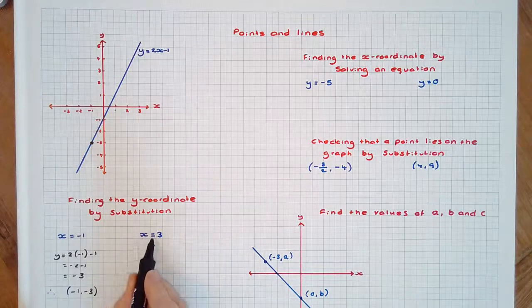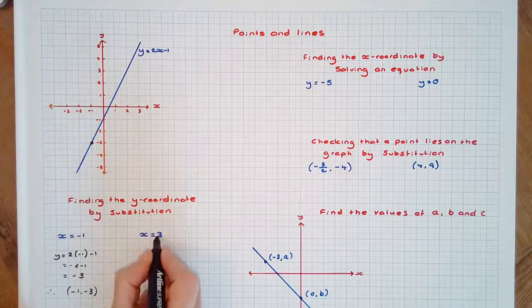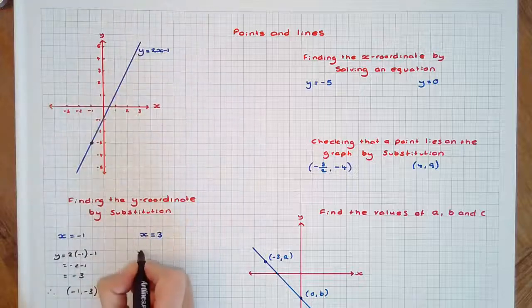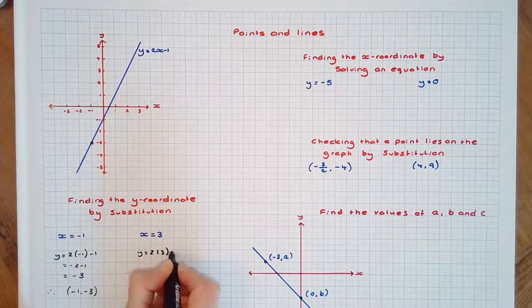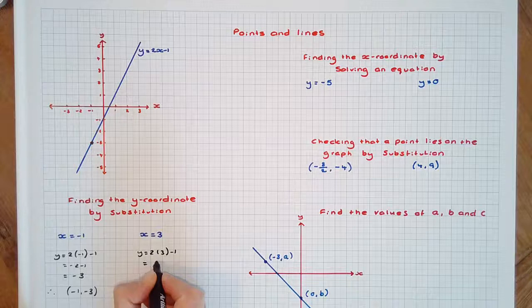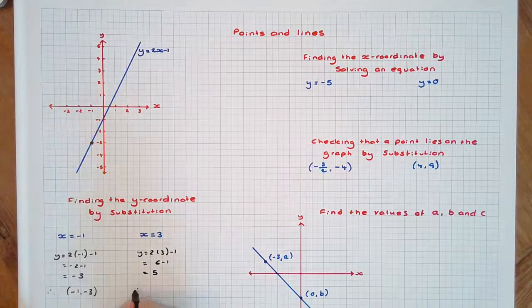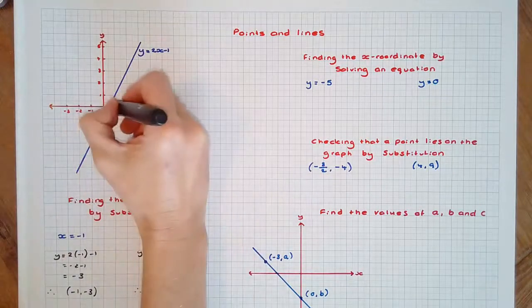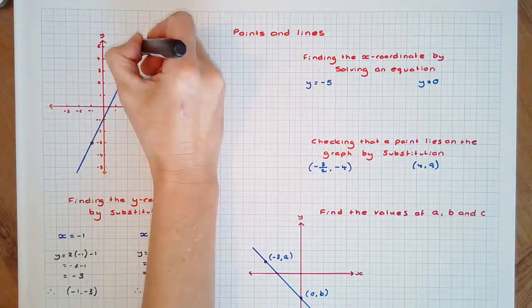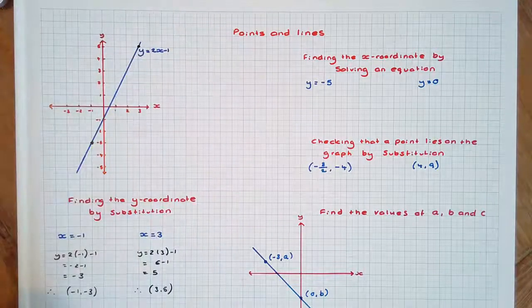Another example, when x equals 3, substituting 3 into our equation, y equals 2 times 3 minus 1, which is 6 minus 1, which equals 5. Therefore, there should be a coordinate at (3, 5). Let's check on the graph. (3, 5), yes, it lies on the line.